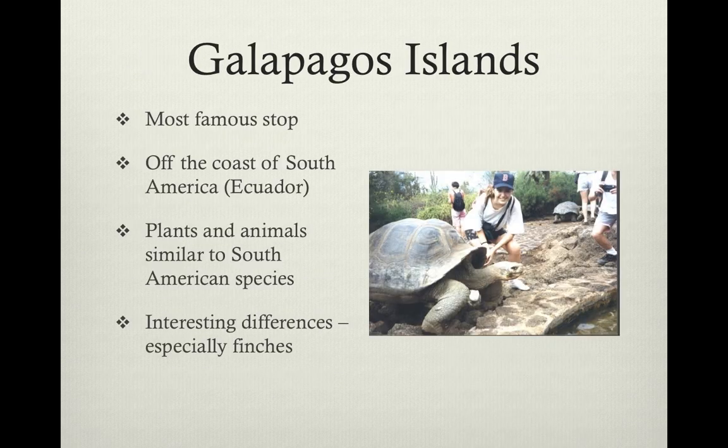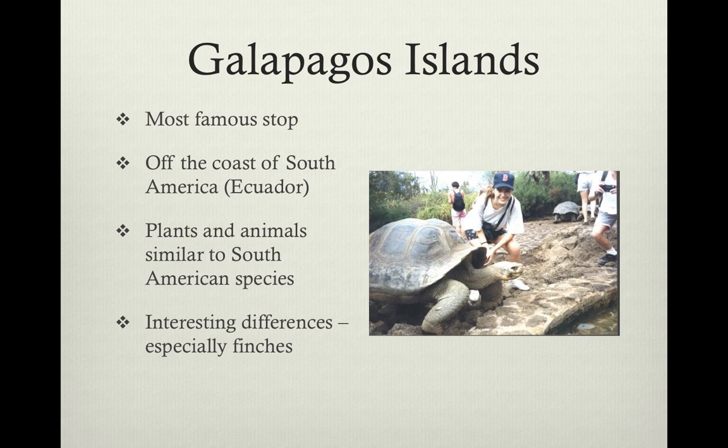The Galapagos Islands are Darwin's most famous stop. They are off the coast of South America. They belong to the country of Ecuador. The Natural History Museum here in Albuquerque has recently had a film, a Dynamax film that deals with the Galapagos.